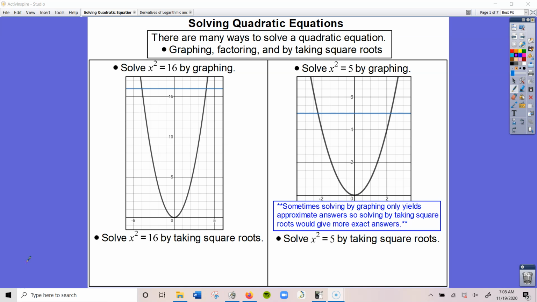Hello everyone. Today we're going to look at how to solve quadratic equations by taking square roots. Now first we're going to examine a couple of graphs of quadratic equations.